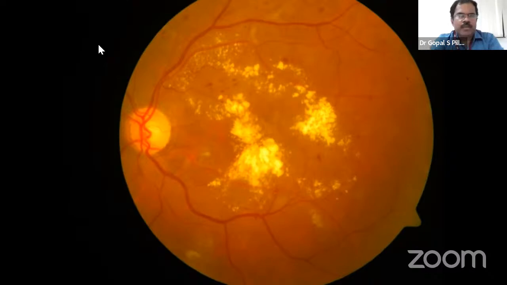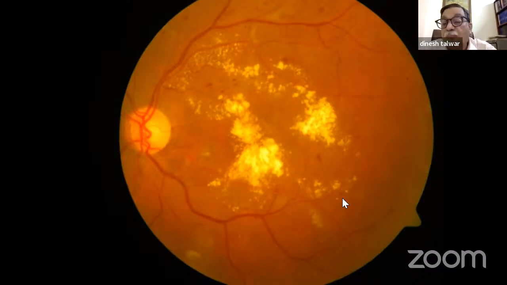Okay, one more question I want to ask. Dr. Talwar was telling us that soft exudates are not part of this particular classification system at all. So what is the significance of soft exudates, especially a lot of soft exudates in diabetic retinopathy? It will signify more of ischemia. So where are you expecting soft exudates to occur? Where the ischemia is micro.